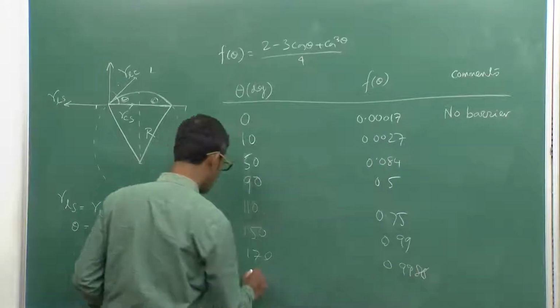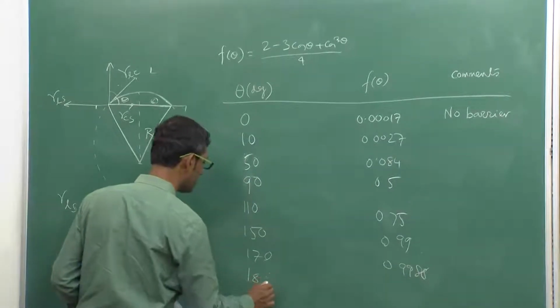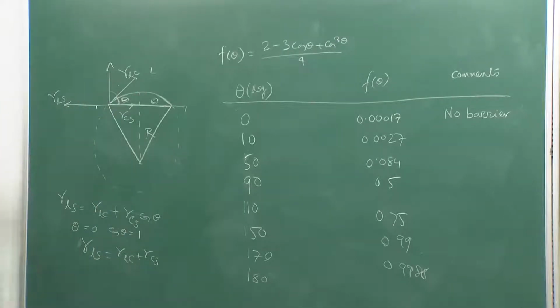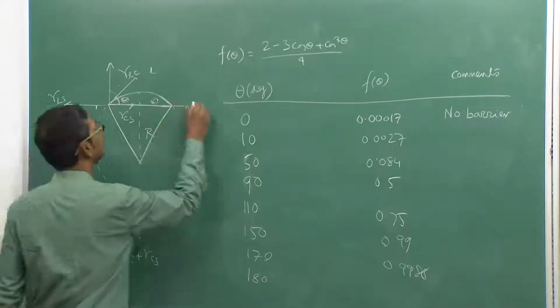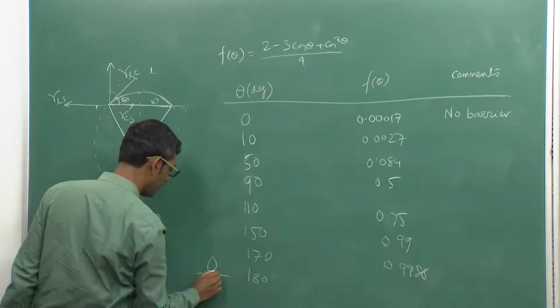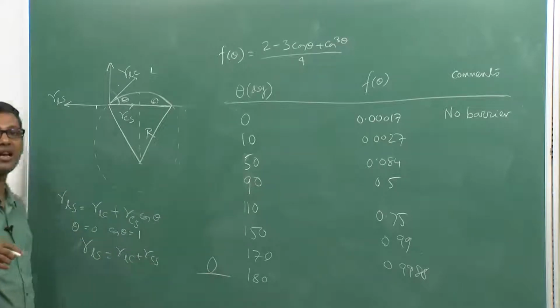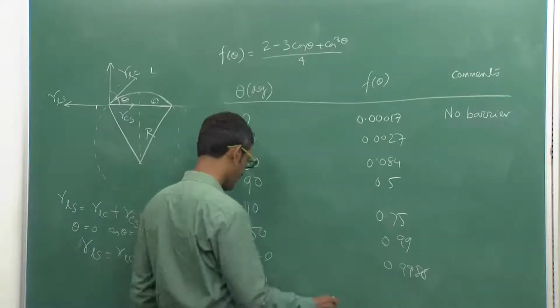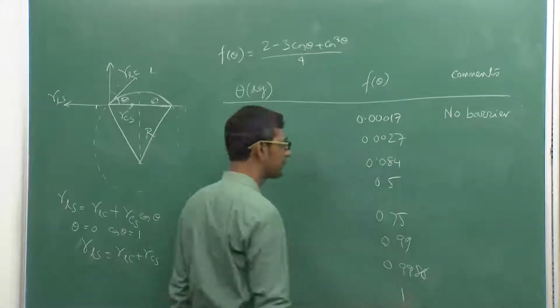0.9988, and the maximum angle approaching is 180. 180 means what? It will be hanging like a point contact. If you put mercury on a glass, that's a 180 degree situation. Basically, that's point contact, f(theta) equal to 1.